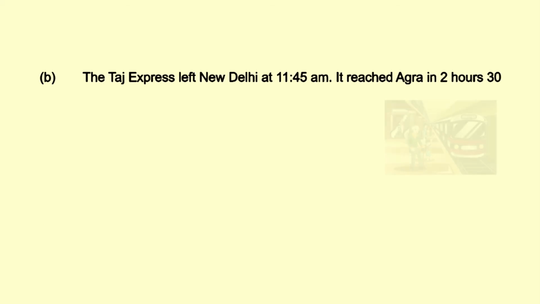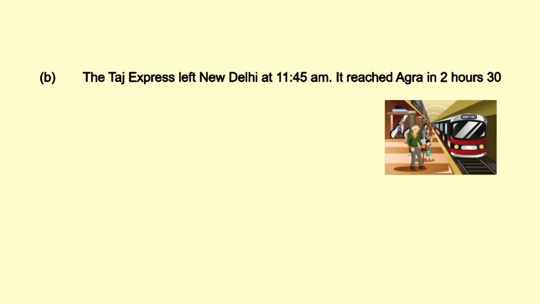The Taj Express left New Delhi at 11:45 a.m. It reached Agra in 2 hours 30 minutes. When did it reach Agra?